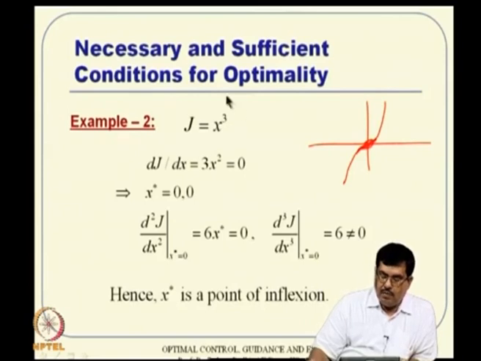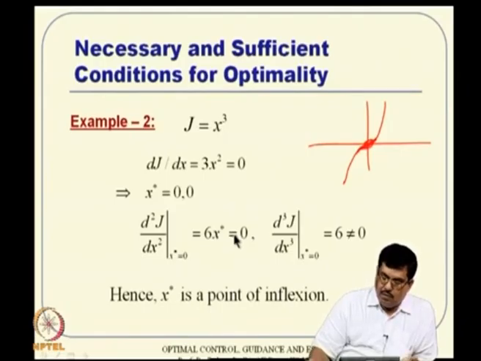So, if you have j equal to x cube, then del j by del x is nothing but 3 x square equal to 0. So, x star turns out to be 0, 0. Now, you have two candidate solutions, but both happen to be identical anyway. Now, the second derivative is 6 x, since the first derivative is 3 x square. So, 6 x evaluated at x star, that is 6 x star, is 0. So, it is still 0 basically.